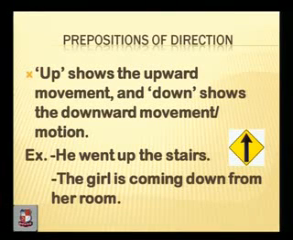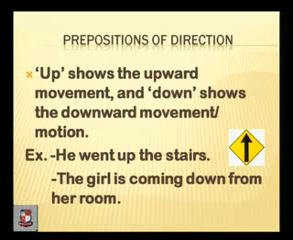Prepositions of direction, where up shows the upward movement and down shows the downward movement or motion. So this arrow says everything: something that moves up is called up, and something that moves in a downward direction is called down. For instance, he went up the stairs.